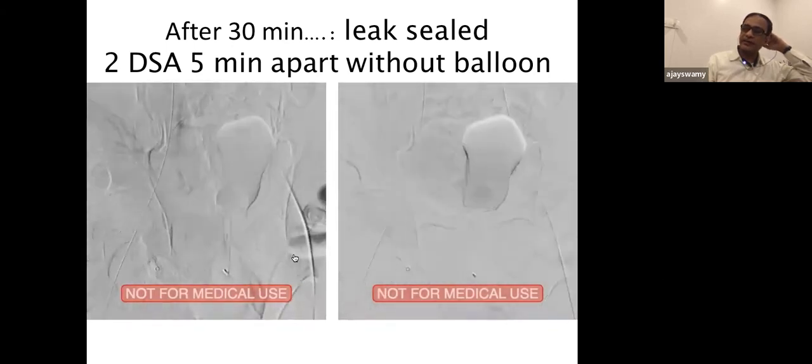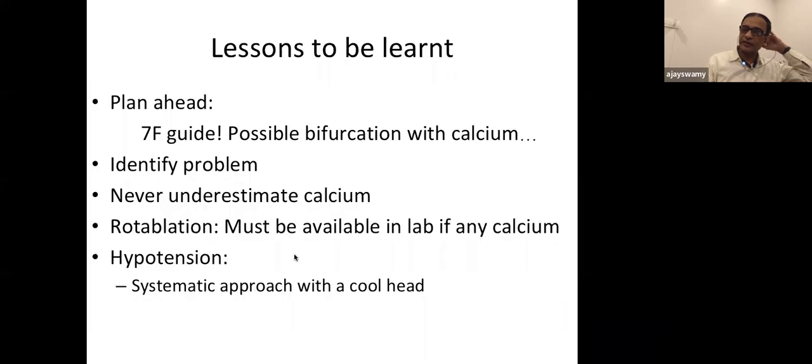Two DSAs, 5 minutes apart, without the balloon, showed absolutely no residual leak, and the patient could happily be taken off the table.